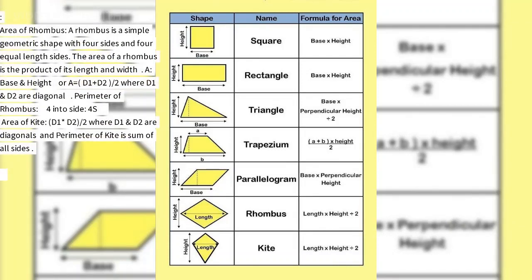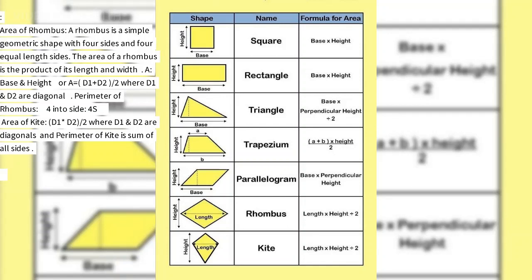Area of rhombus. A rhombus is a simple geometric shape with 4 sides of equal length. The area of a rhombus is the product of its base and height, or A equals D1 times D2 over 2, where D1 and D2 are diagonals. Perimeter of rhombus, 4 into side, 4s.